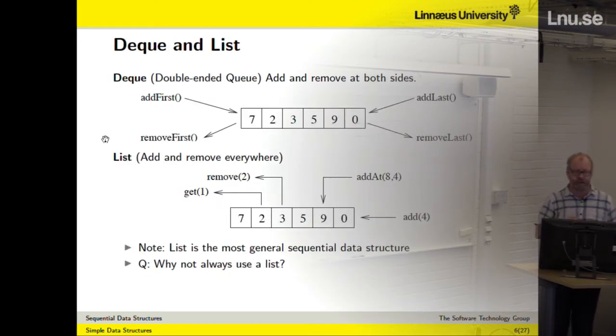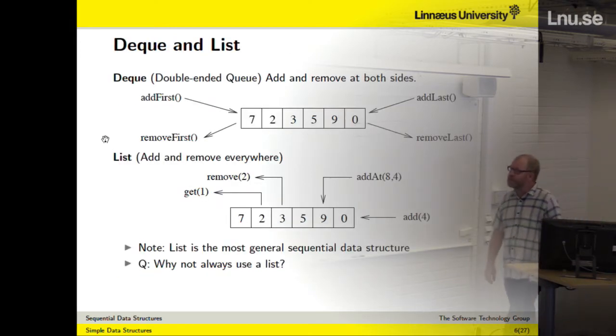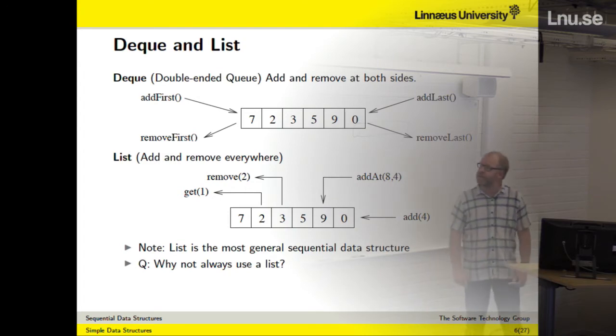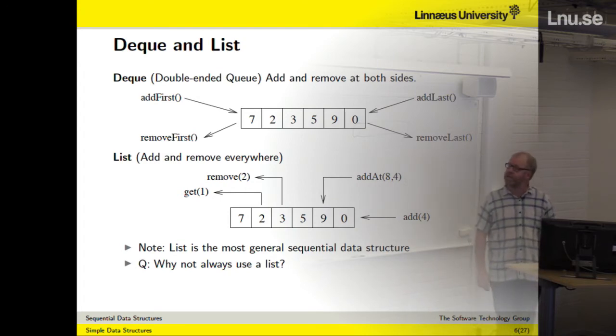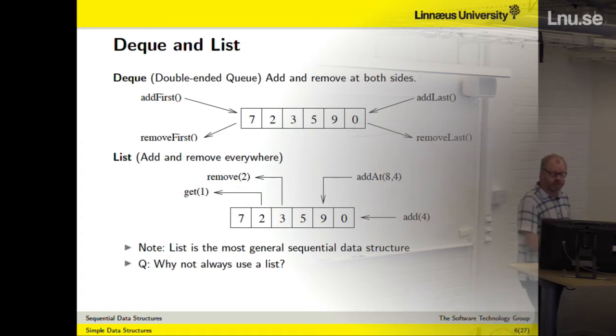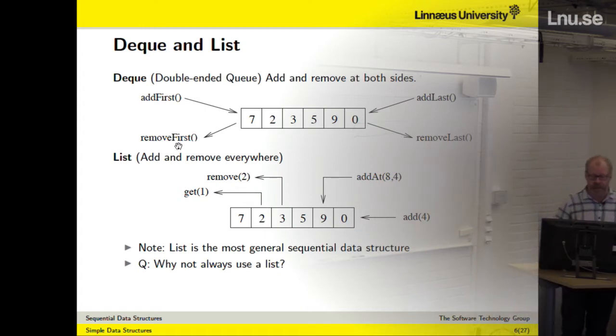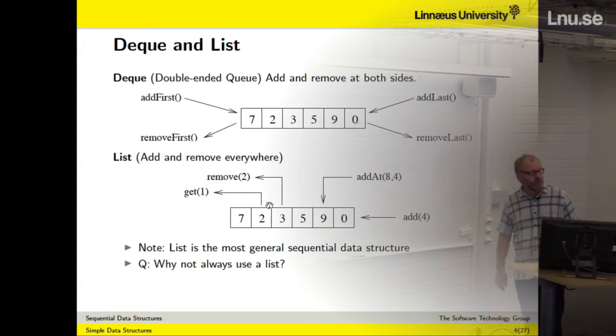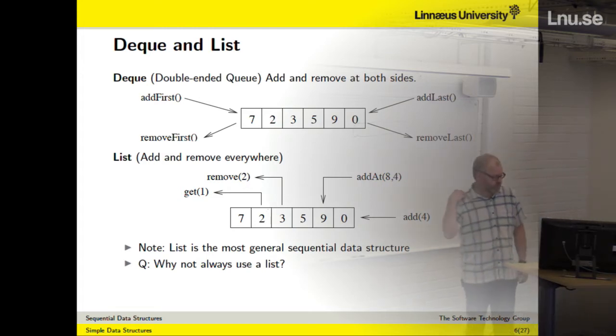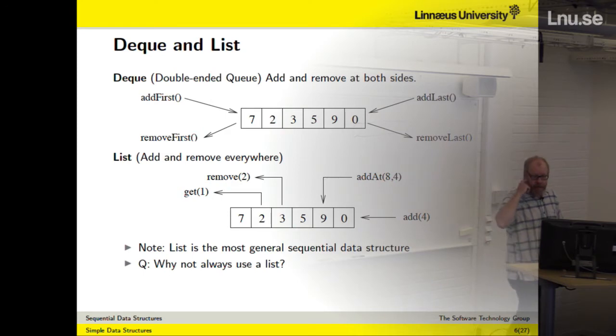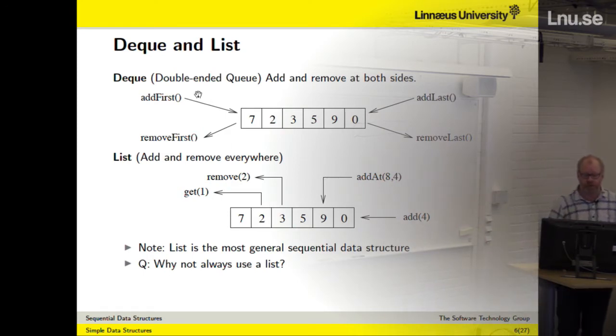Slightly more complicated are the deque and the list. A deque is a double-ended queue. It means we can add and remove elements at both sides of the queue. And a list basically means add and remove everywhere. We can ask what is the element at position 1, and we can remove the third element and so forth. So this is the most flexible one. Anything you can do with a queue or something else, you can also do on a list.